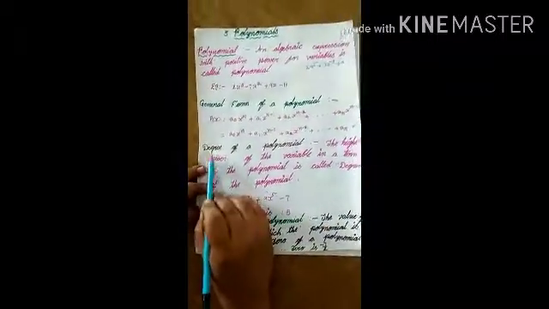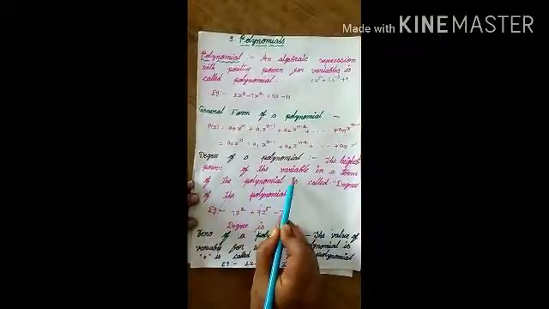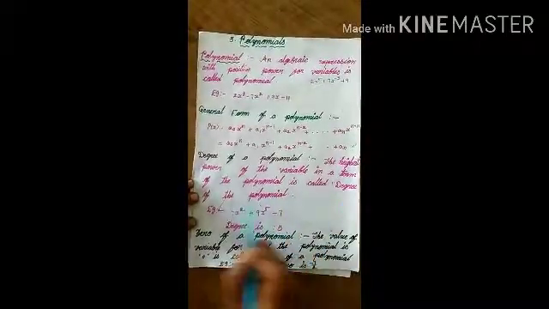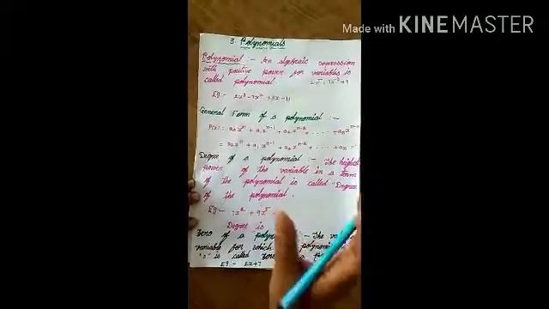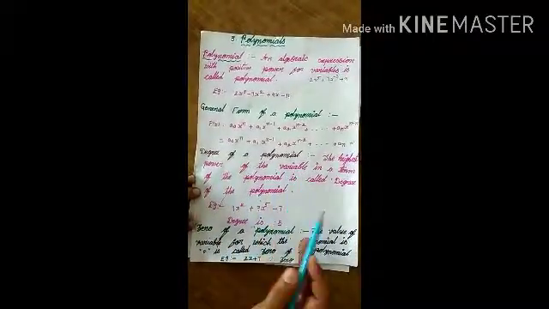Next topic: degree of a polynomial. The highest power of the variable in a term of the polynomial is called degree of the polynomial. Degree means highest power of the variable.